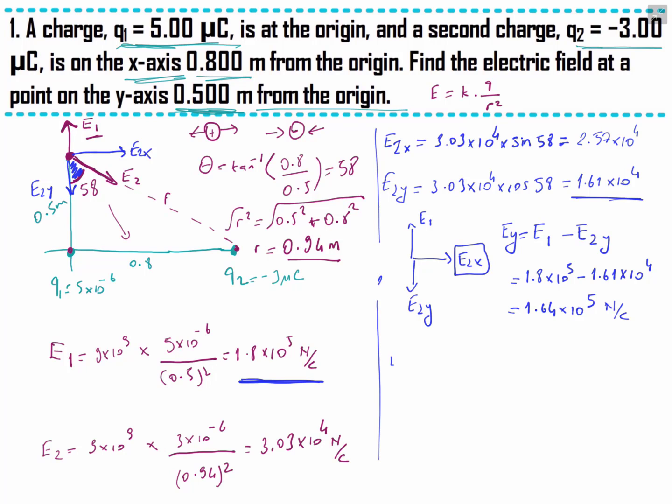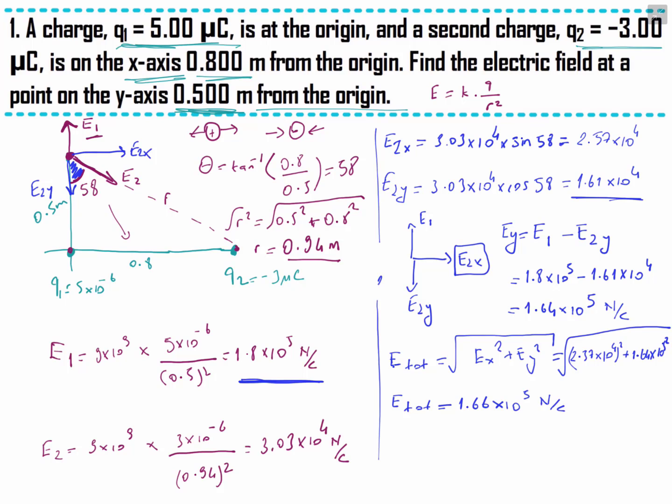To calculate the net electric field, or total electric field, we have to use the Pythagorean theorem: the square root of Ex squared plus Ey squared. Ex is the E2x, so it is 2.57 times 10 to the 4 squared plus Ey, 1.64 times 10 to the 5 squared, all under the root. So E total is going to be 1.66 times 10 to the 5 Newton per coulomb.